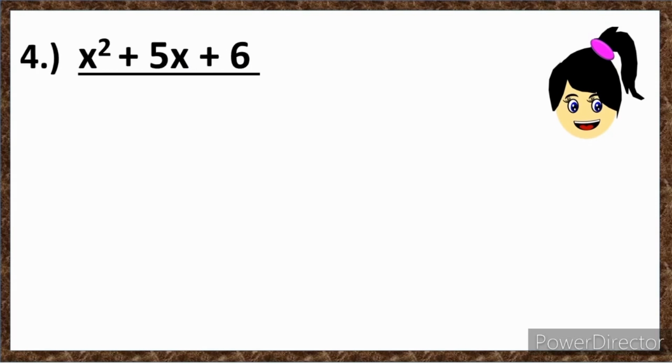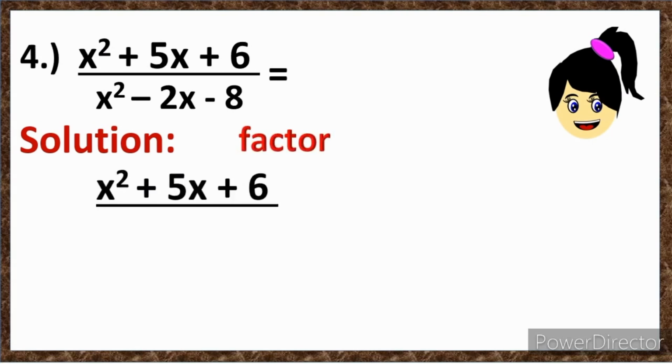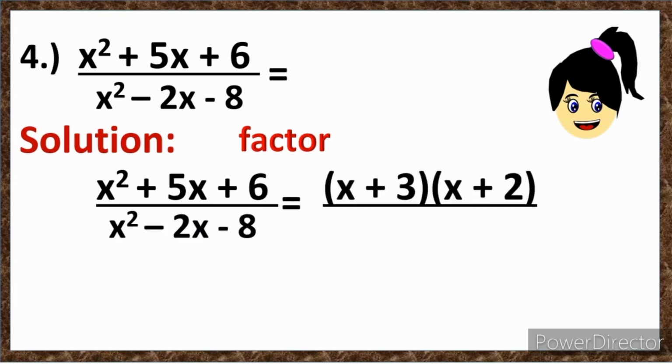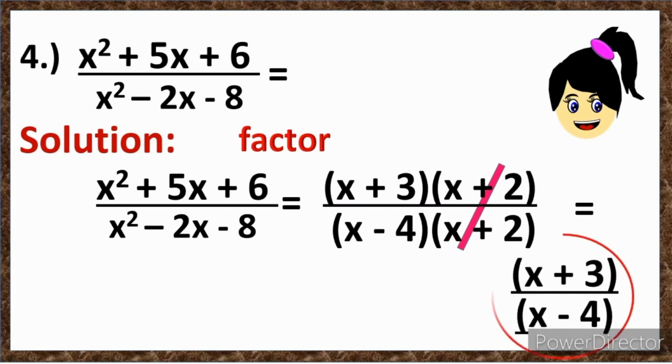Okay, number 4: x squared plus 5x plus 6 over x squared minus 2x minus 8. Again, we're going to apply the factoring of a general trinomial. The factor of the numerator x squared plus 5x plus 6 equals x plus 3 times x plus 2. And the factor of the denominator x squared minus 2x minus 8 is x minus 4 times x plus 2. Then, cancel out the common factor to the numerator and the denominator, and that is x plus 2. The final answer is x plus 3 over x minus 4.